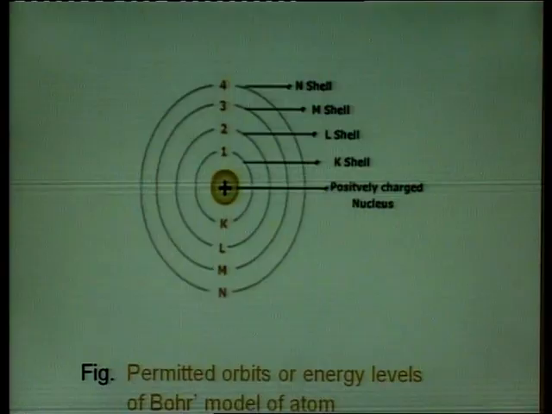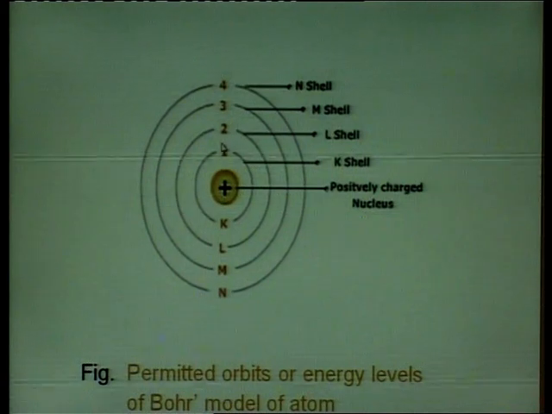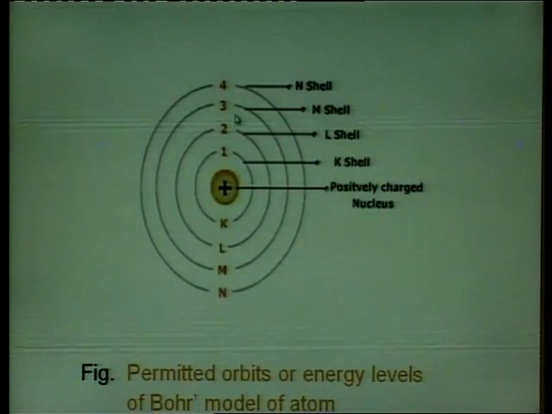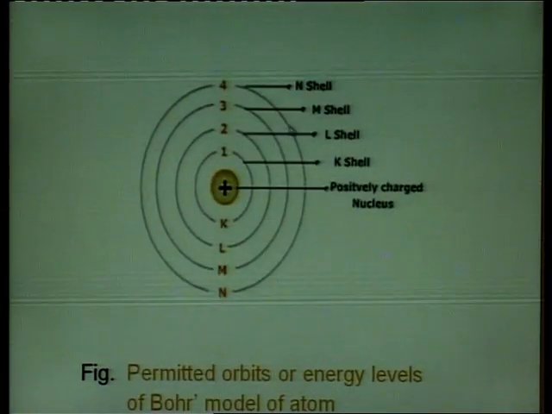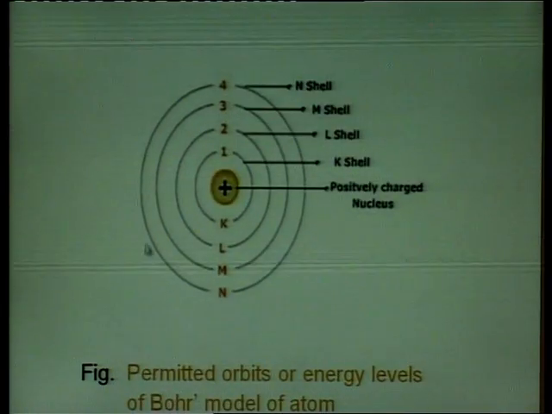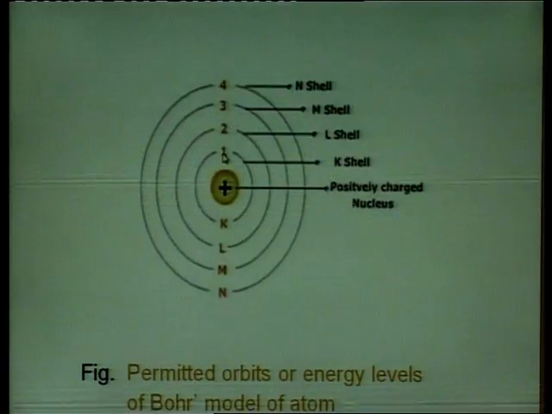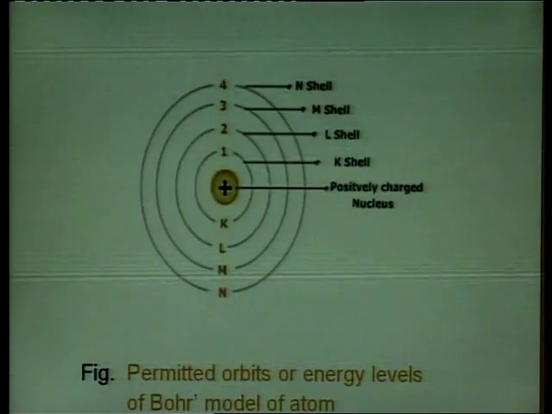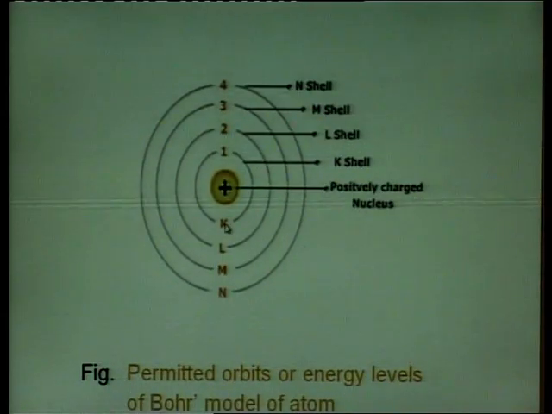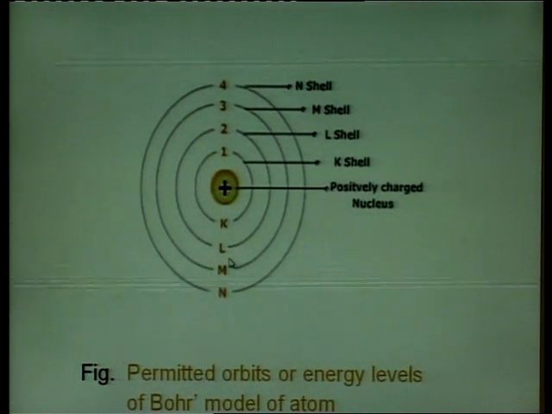Let us see the diagram. This central positively charged nucleus, this is an orbit, this is the second orbit. These are the orbits that Bohr has given, that electrons revolve around the nucleus in fixed circular paths known as orbits, and these orbits are numbered as 1, 2, 3, 4 from inside to outside, or they are named as K, L, M, N, O, P and so on from inside to outside.